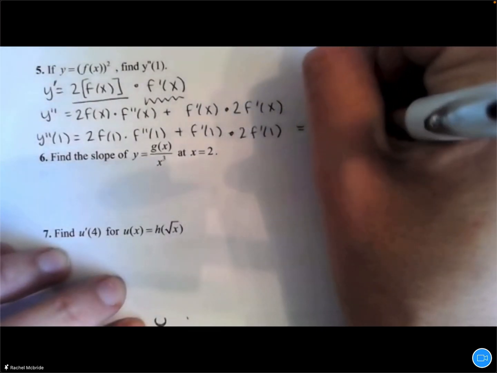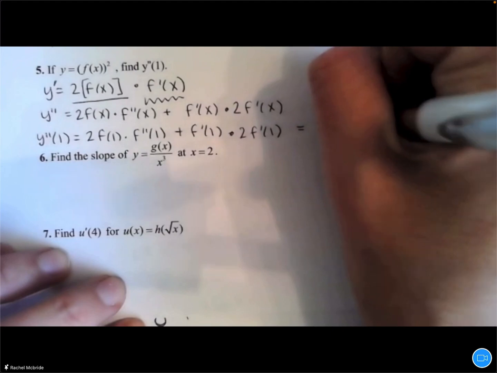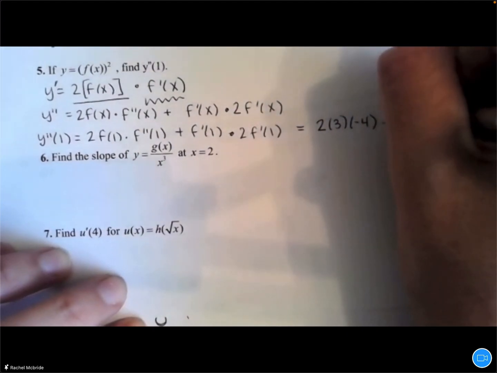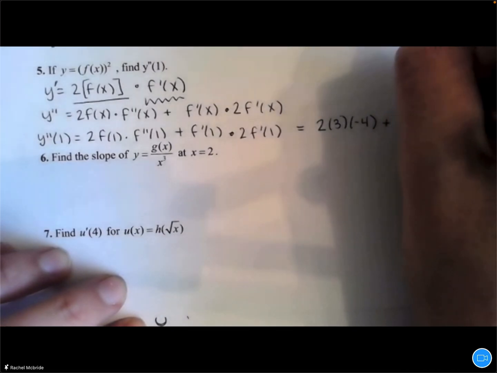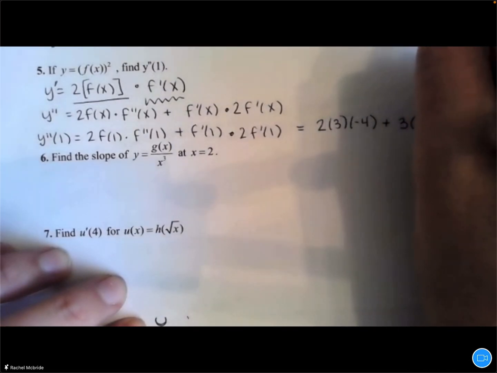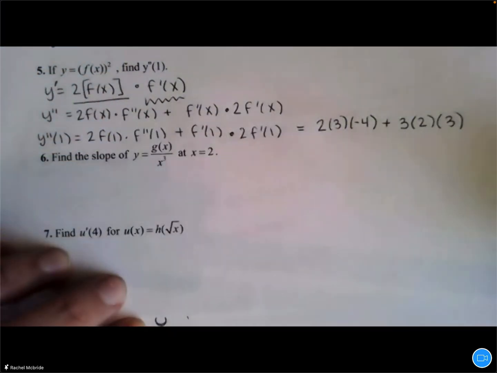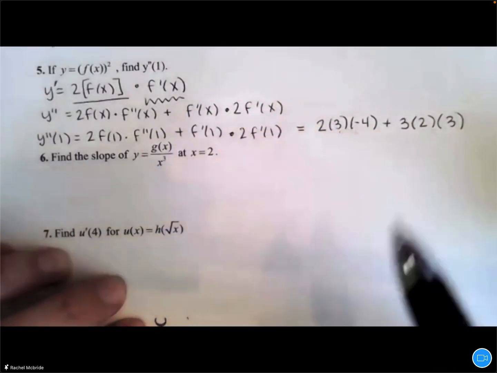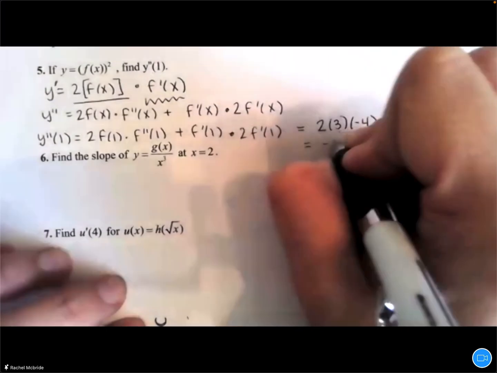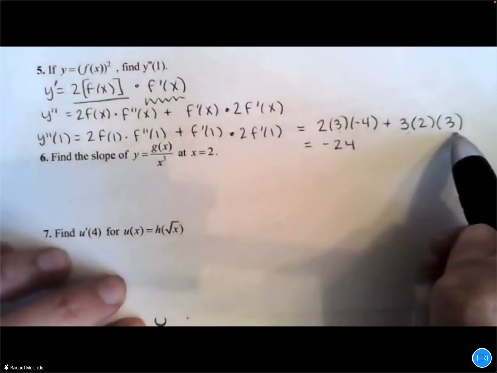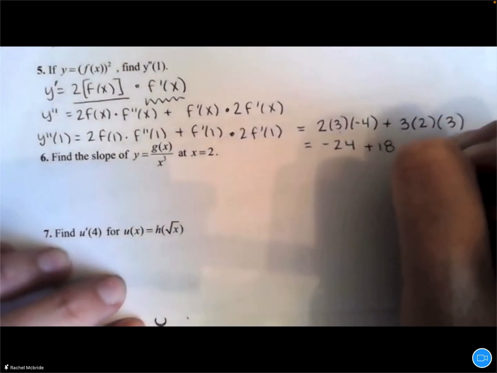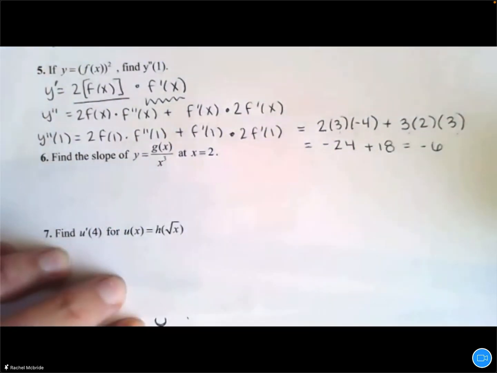F of 1 is 3. F double prime of 1 is negative 4. F prime of 1 is 3. And times 2 times 3 again. So 2 times 3 is 6. 6 times negative 4 is negative 24. 3 times 3 is 9. Times 2 is a positive 18. So we get a negative 6.